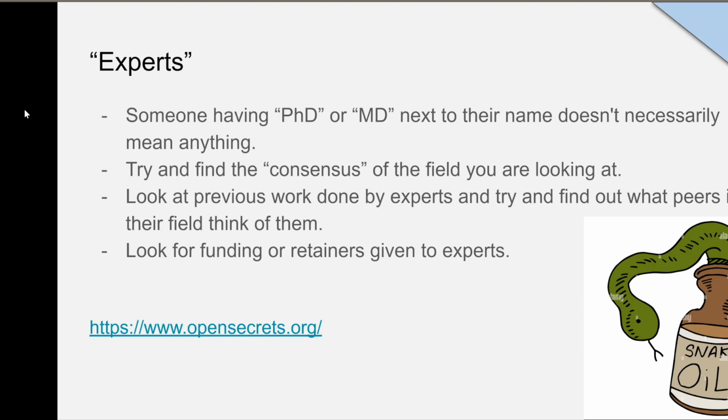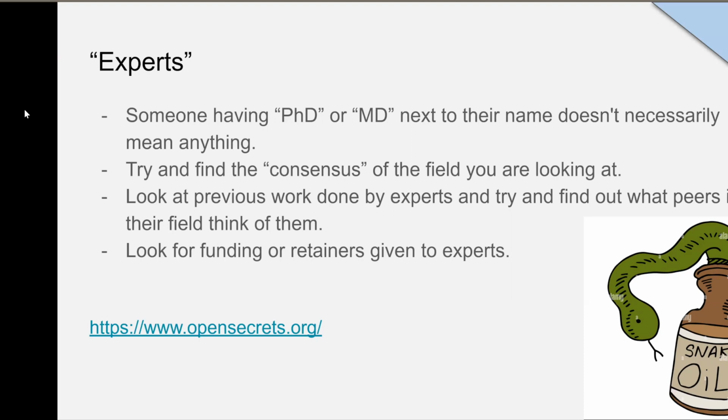So try and find the consensus of the field you're looking at. No issue will have complete agreement by everyone. There are usually theories that will be more respected and widely accepted than others. If most researchers seem to be divided on a topic, it's a good indication that more work needs to be done and super definitive conclusions probably shouldn't be drawn.